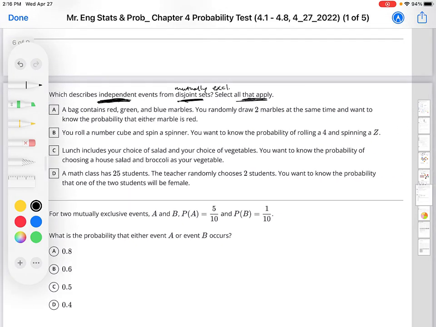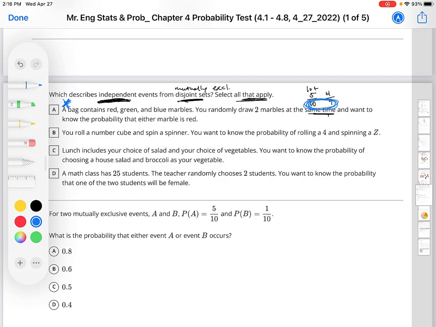A bag contains red, green, and blue marbles, you randomly draw 2 marbles at the same time. I want to know the probability that either is red. So if I pick the first one, let's just say there's 10 marbles and 5 are red, that'll be 5 out of 10. But if I'm picking 2, that means the next time, let's just say the first one was a red, that means I have a smaller chance or the probability is affected because there's 1 less marble in there. So this one is dependent, right? It's dependent on the first pick and affects the second one.